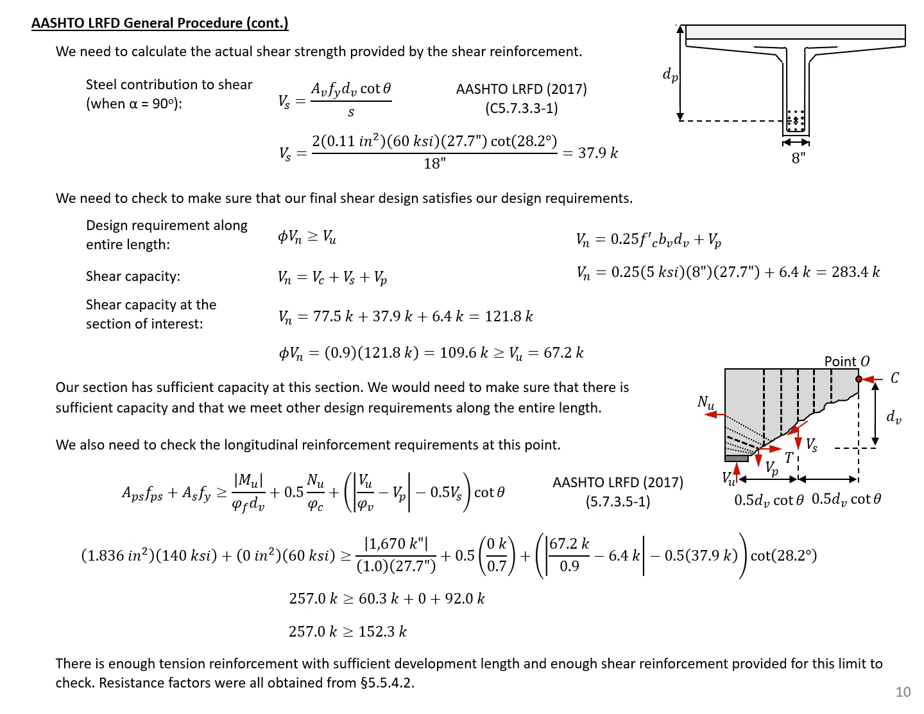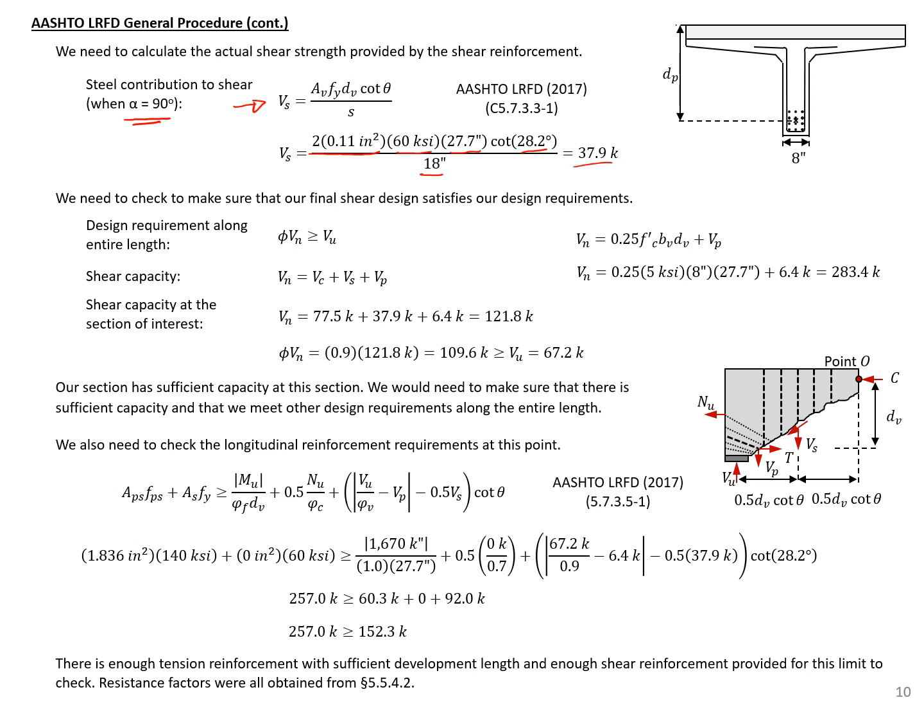We can finally calculate the actual shear strength provided by our shear reinforcement and by our section as a whole at this section of interest. So you can see that we're going to assume that our reinforcement is orthogonal, or at a 90-degree angle, so vertically oriented. So we can use this equation from the commentary in AASHTO. So plugging in our values, we're assuming that we have 2 legs of reinforcement, 60 ksi. Our dV we found to be 27.7, and our angle we found to be 28.2 degrees. Divide that by our spacing, 18 inches, to get our Vs of 37.9.